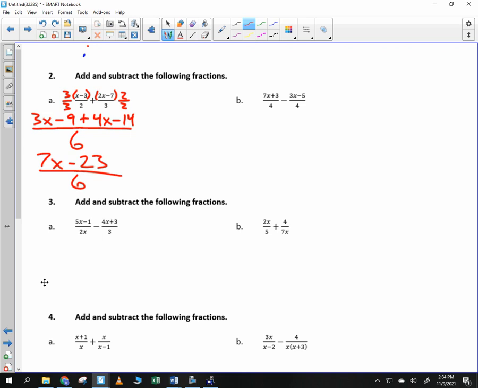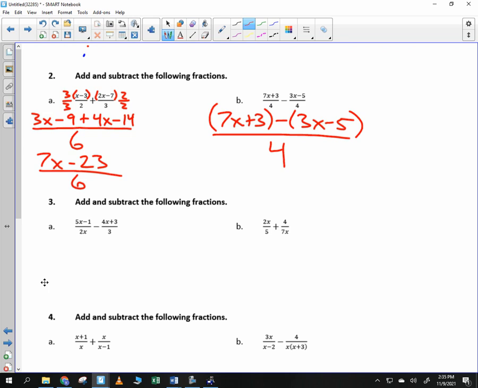What's different about letter B? It's a couple things. They already have the same denominator, and instead of addition, subtraction. So just please understand that 4 is your denominator, but then in your numerator, 7x plus 3, and you are going to subtract 3x minus 5. This is probably one of the most common mistakes made on your test. People do not properly distribute that subtraction sign.